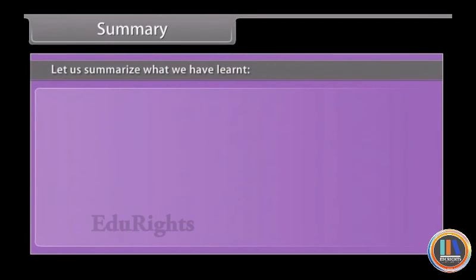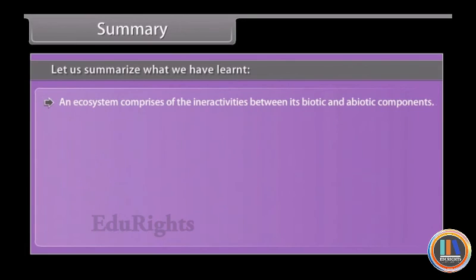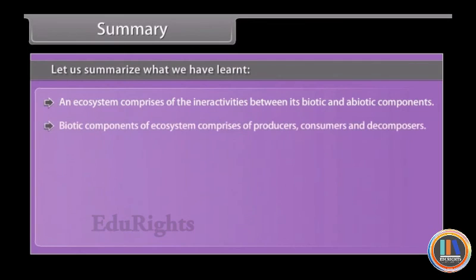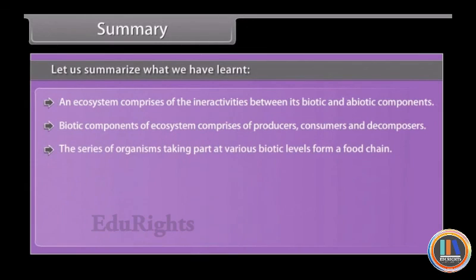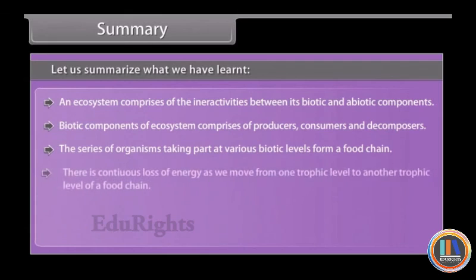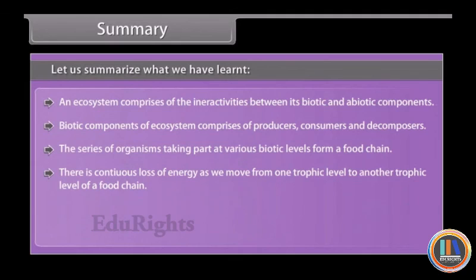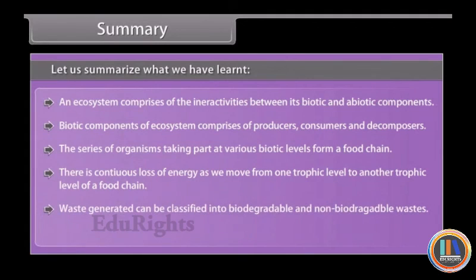Summary. Let us summarize what we have learnt. An ecosystem comprises the interactions between its biotic and abiotic components. Biotic components of ecosystem comprise producers, consumers, and decomposers. The series of organisms taking part at various biotic levels form a food chain. There is continuous loss of energy as we move from one trophic level to another trophic level of a food chain. Waste generated can be classified into biodegradable and non-biodegradable wastes. The use of chemicals like CFCs is causing ozone depletion.